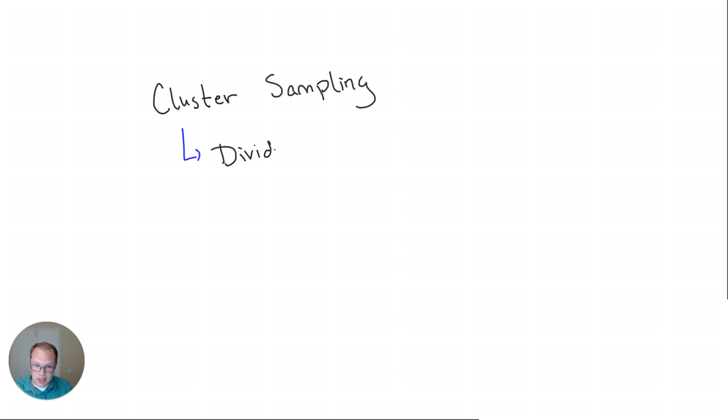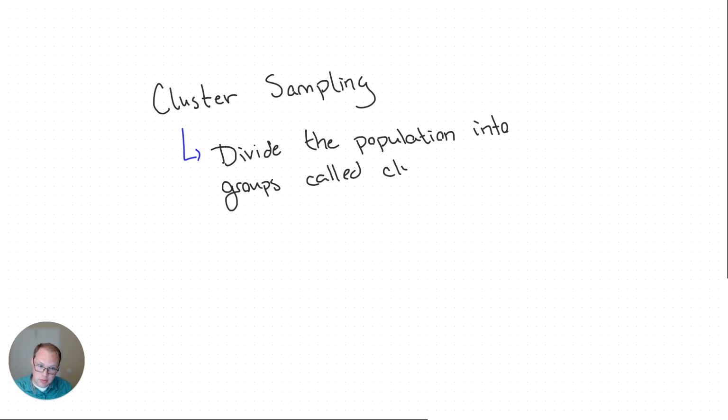So we divide the population into groups called clusters. And I say that we divide it, but really in real life, most of the time these groups are already divided. We get these clusters naturally, and we work with these clusters for convenience.